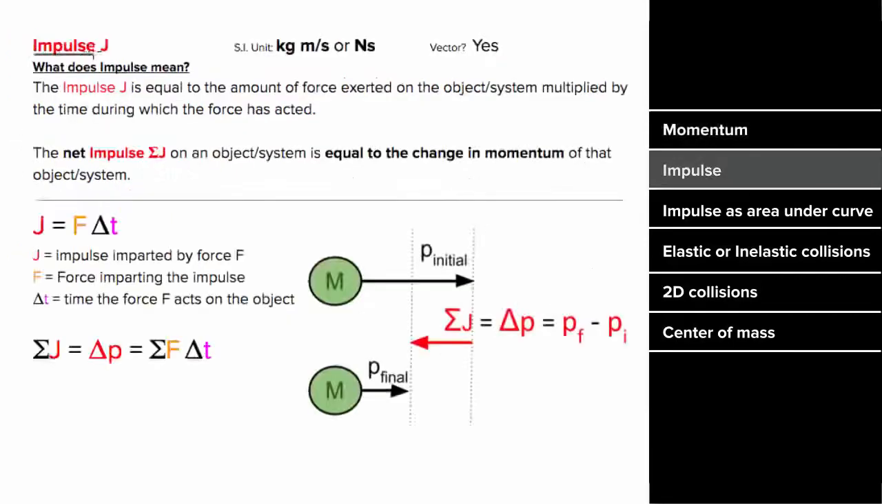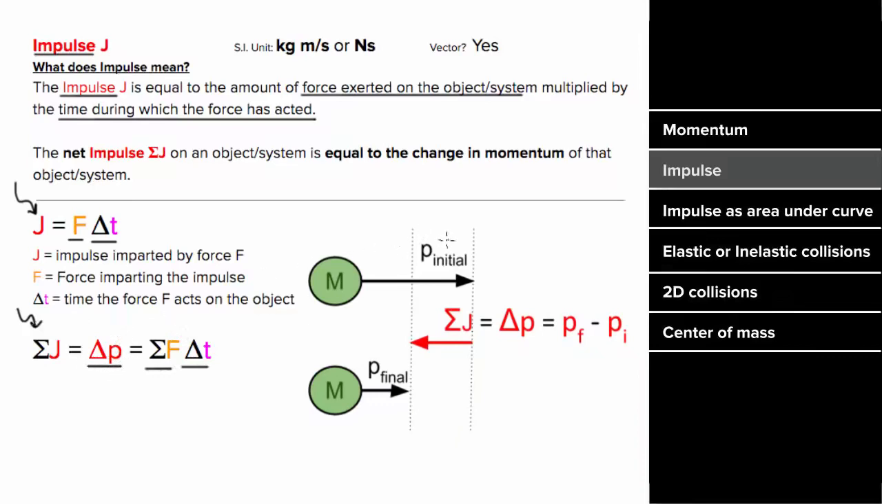What does impulse mean? The impulse is the amount of force exerted on an object or system multiplied by the time during which that force was acting. So in equation form, that means that J, the impulse, is equal to the force multiplied by how long that force was acting. And the net impulse is going to be equal to the net force times the time during which that net force was acting. And this is also going to be equal to the change in momentum of that system or object.